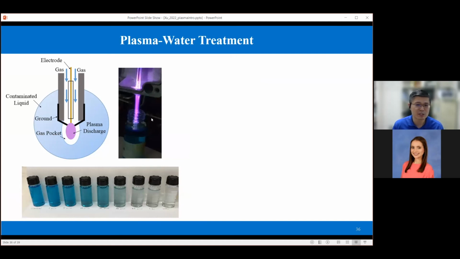So here is a picture of a plasma jet, and then there is a little vial of blue water, like these. This blue is a methylene blue dye, which is a common dye used in biology as well as in textiles. Right? And it shows that with more treatment times, the methylene blue is basically broken down completely, and you recover water by itself. The blue dye is broken down into its constituent species.